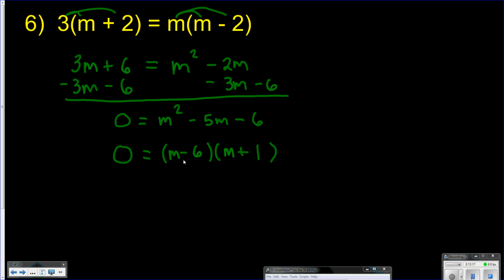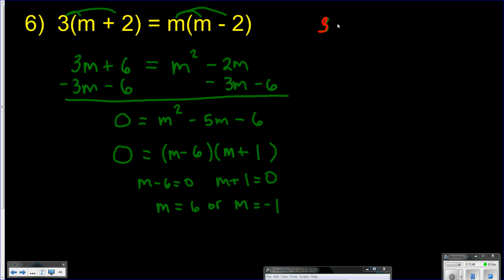So we've got m minus 6 could equal 0 because we're looking at that 0 product property. Or m plus 1 could equal 0. We finish solving and we get m equals 6 or m equals negative 1. And just because we've checked all the rest, we should definitely check this one as well. So let's check it. Change colors here for the check.